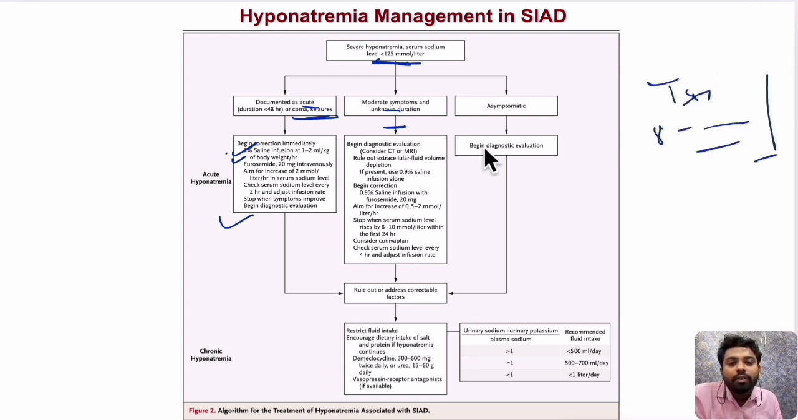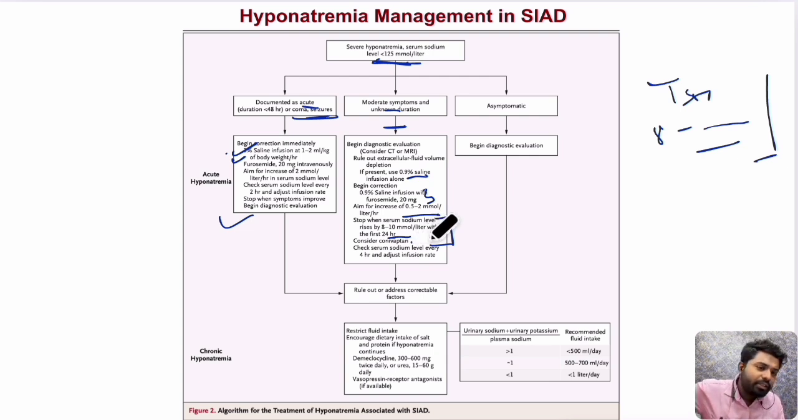Okay, all these things you will do, and you will start the patient on some normal saline along with furosemide 20 mg. Aim for an increase of 2 to 2.5 millimole per liter per hour. Stop when serum sodium has risen 8 to 10 millimole per liter within the past 24 hours. Then you can consider conivaptan.